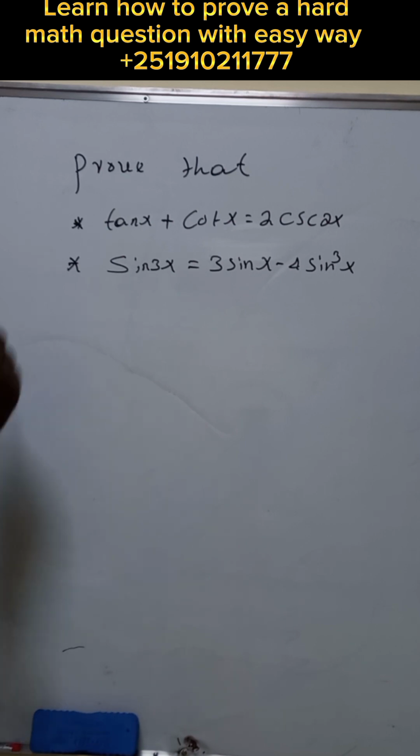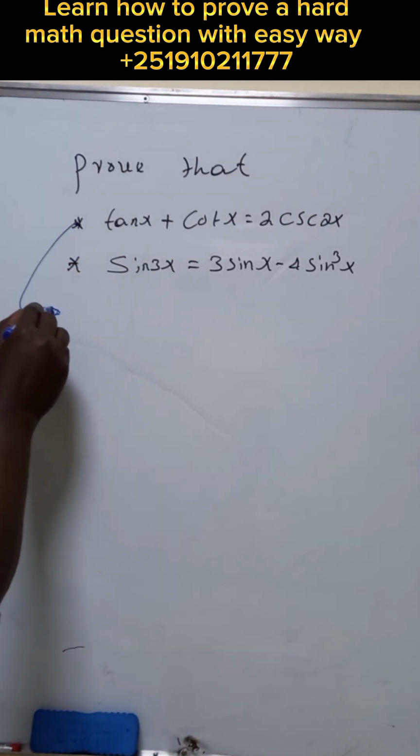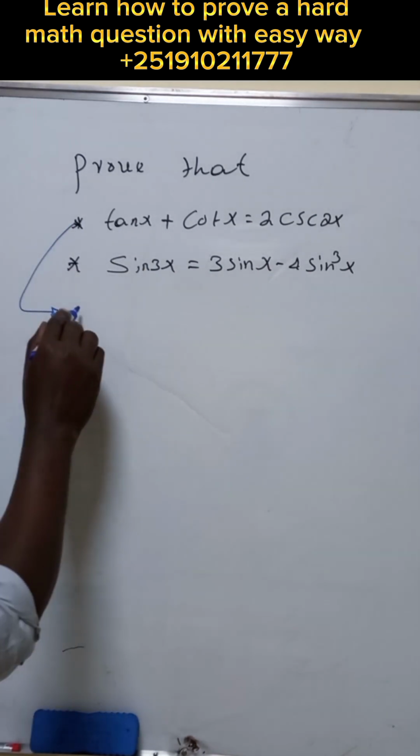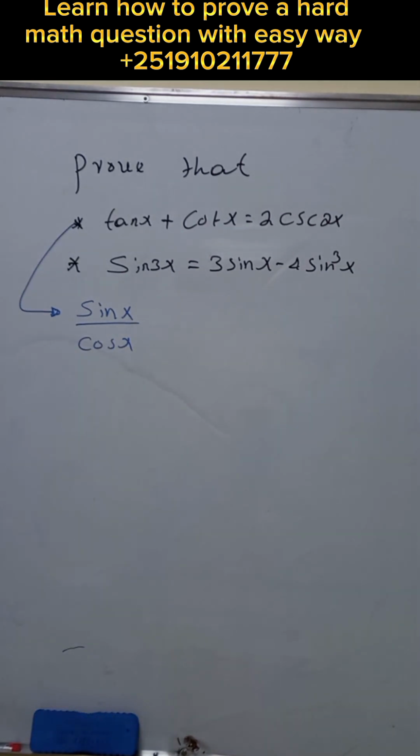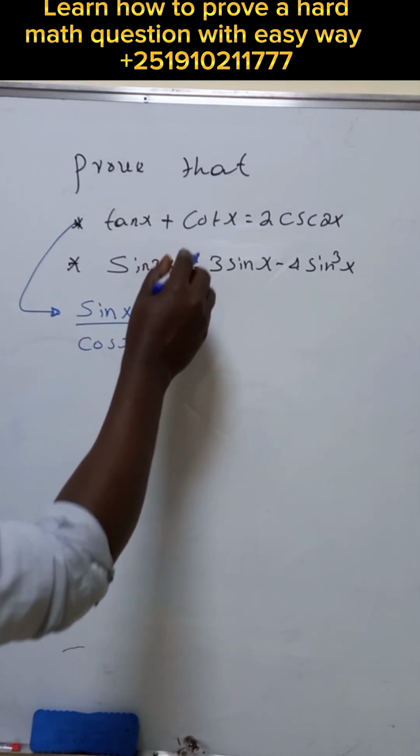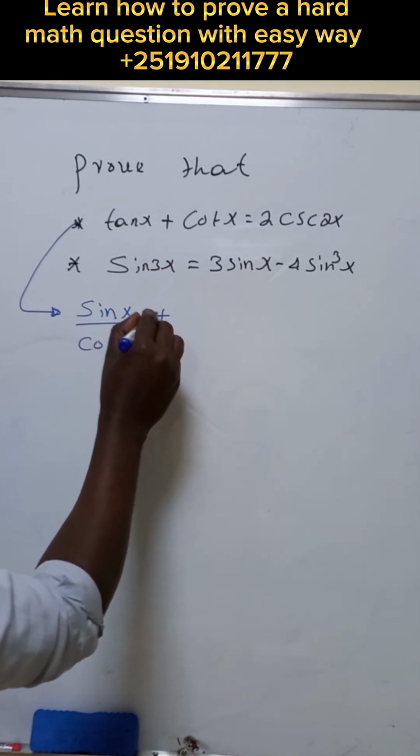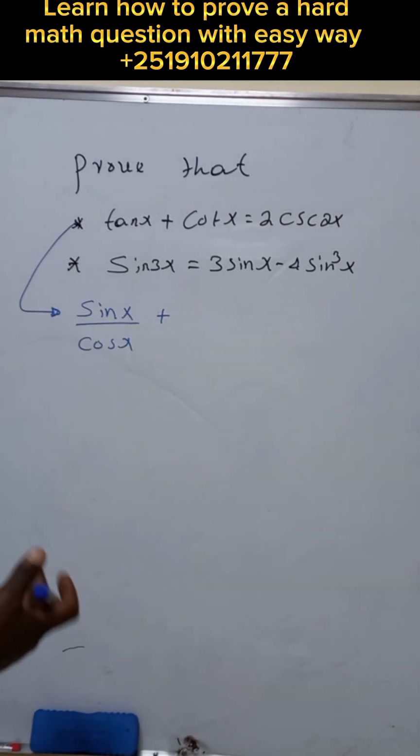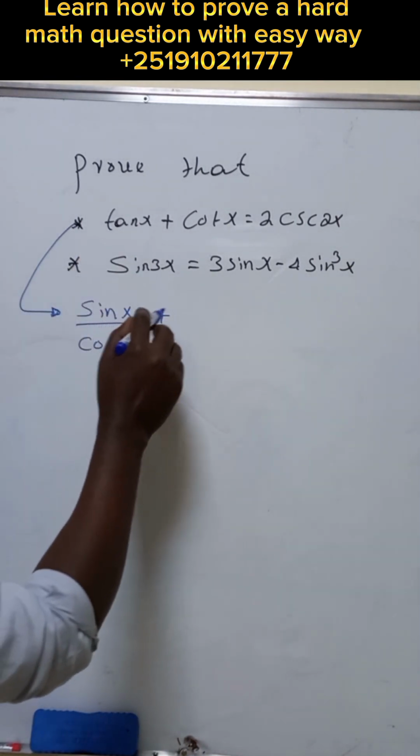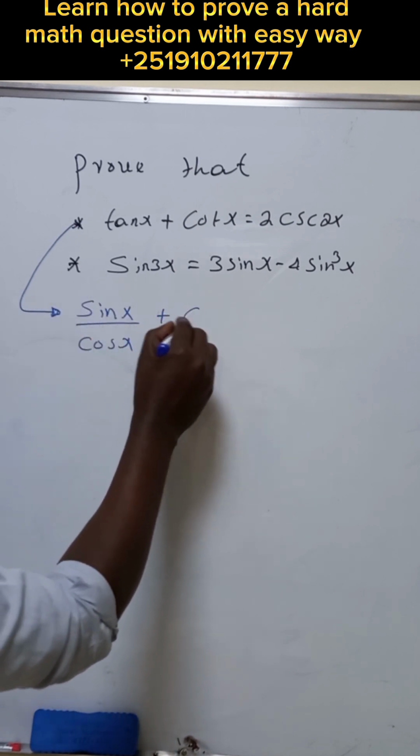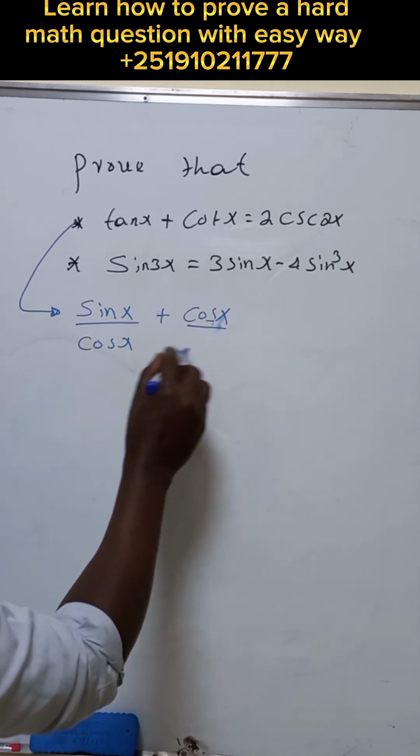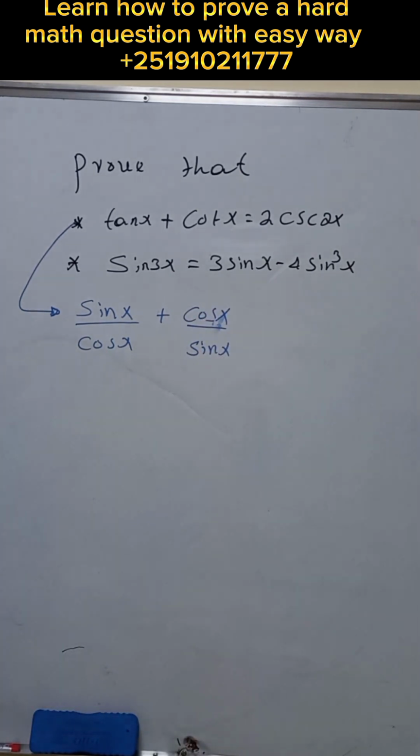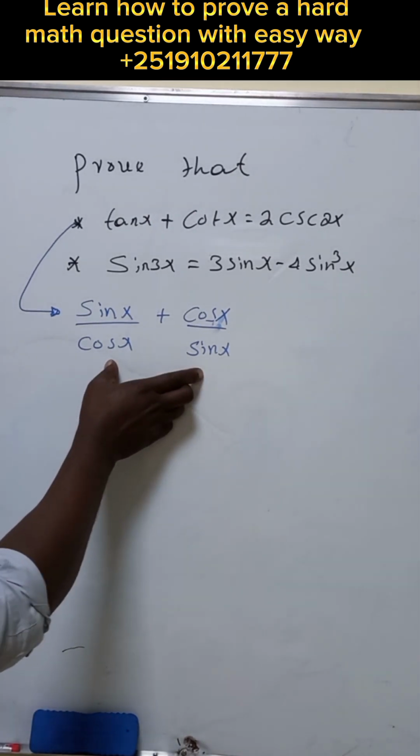Now, in order to prove this problem, let us define based on the definitions. Tan x is defined as sin x over cos x. And plus cot x, cotangent, is the reciprocal of tan, so you take the reciprocal of this one, and that's going to be cos x over sin x. So I want to show how this result is going to be this one.